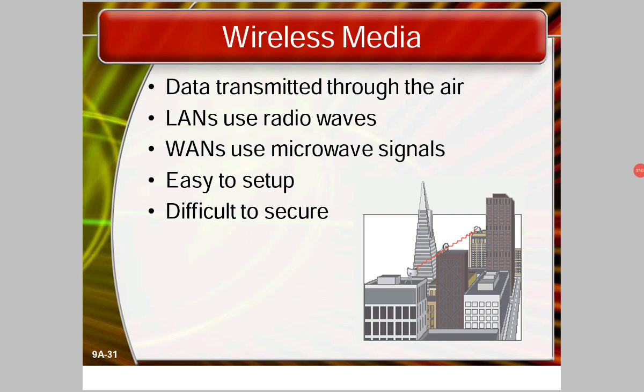So data generally in wireless media, the data or information is transmitted through the air, by using some satellites, by using some cells, sending cell and receiving cells like that. LANs generally use radio waves, whereas WANs use microwave signals, and it is very easy to set up. Why? Because generally we require some dish antennas, or cell towers.